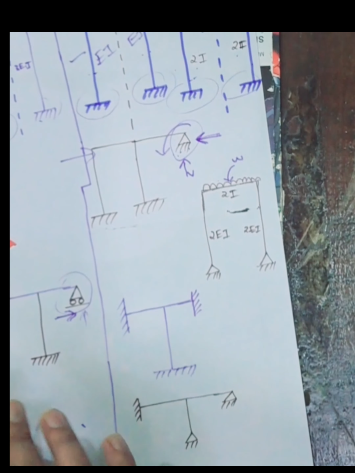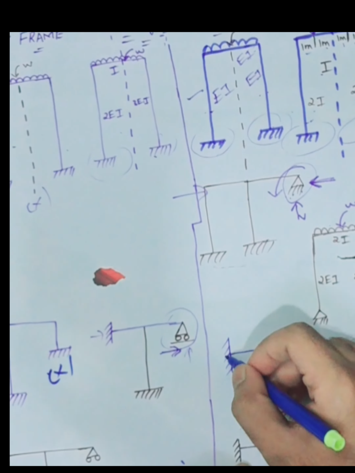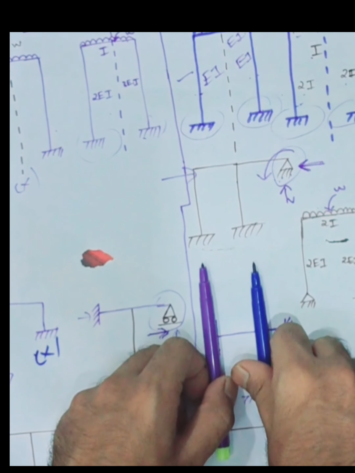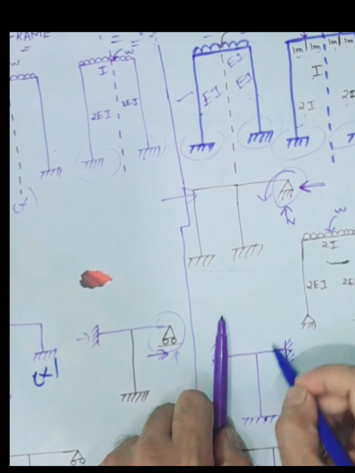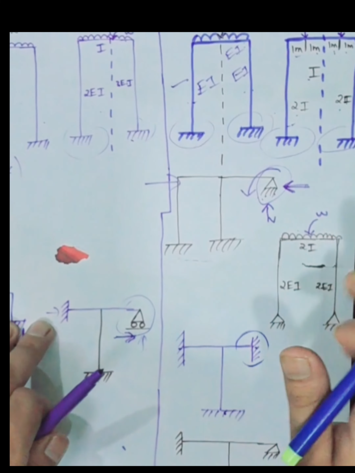Let's see here. Then here what happens is, we are having two fixed supports, and here also fixed, but when we apply the load, it will not get sway. So it is because of there is a fixed support, it will handle the sway. Okay, I think you are getting.